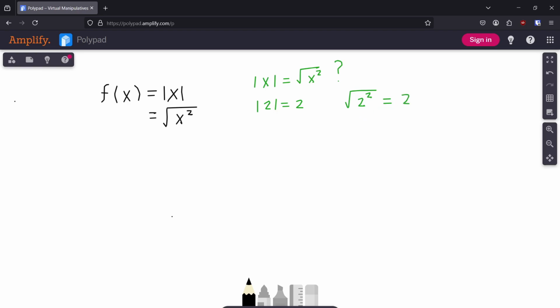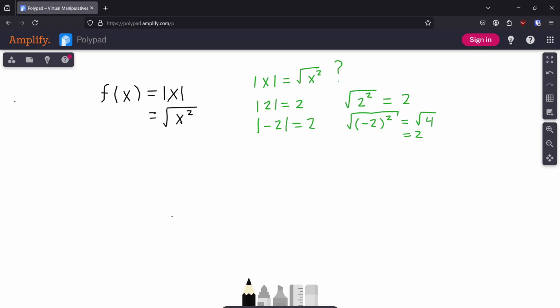Now, what about if x is negative? So think about it, like the absolute value of negative 2 is just 2. And similarly, the square root of negative 2 squared is going to be the square root of 4, which is also just 2. So it's kind of because we're squaring it first and then taking the square root, it's going to take a negative number and take the absolute value of it. That's why the absolute value of x is equal to the square root of x squared. This is a very important fact.